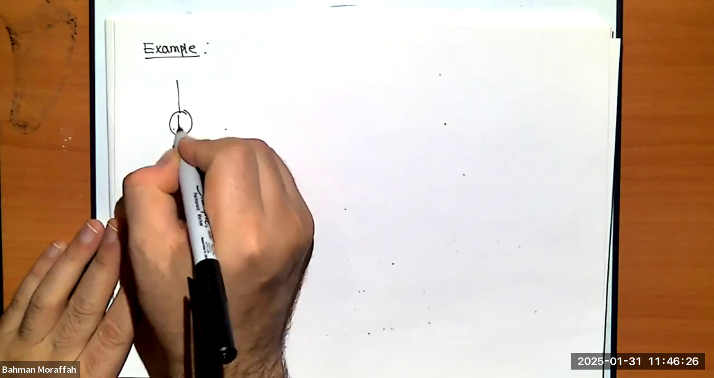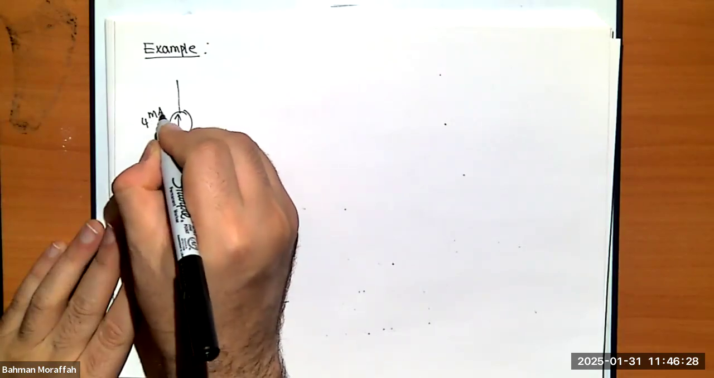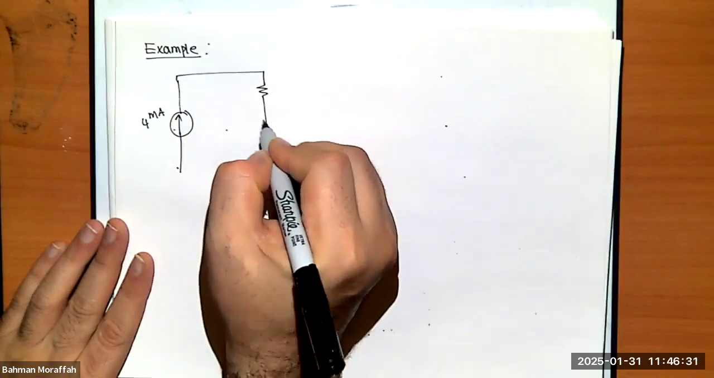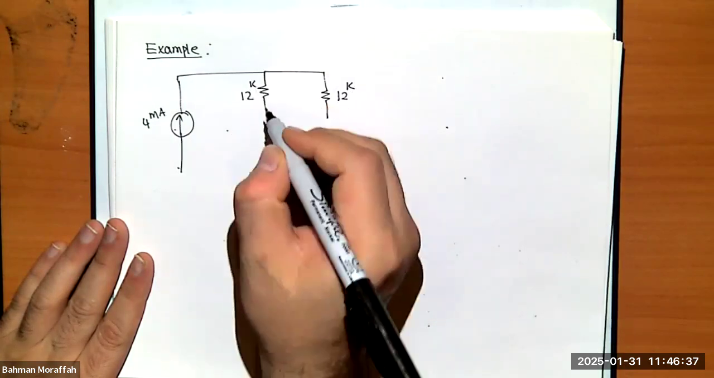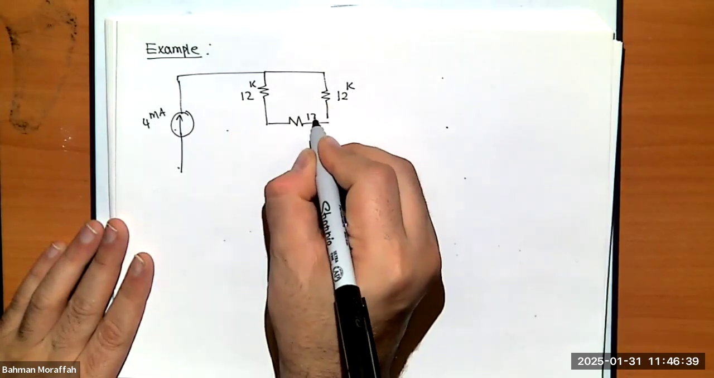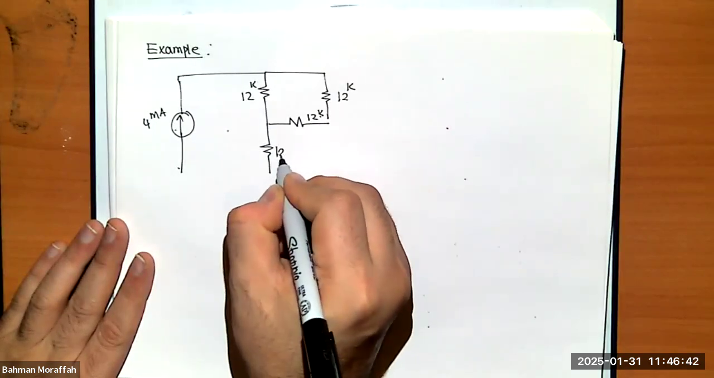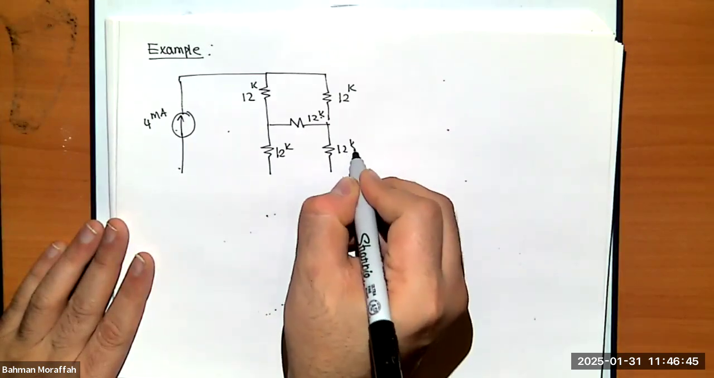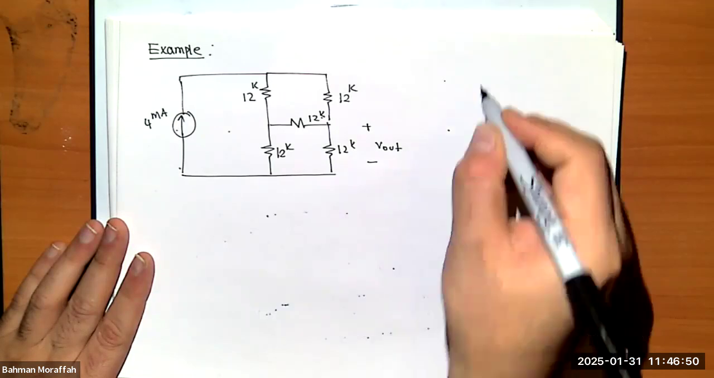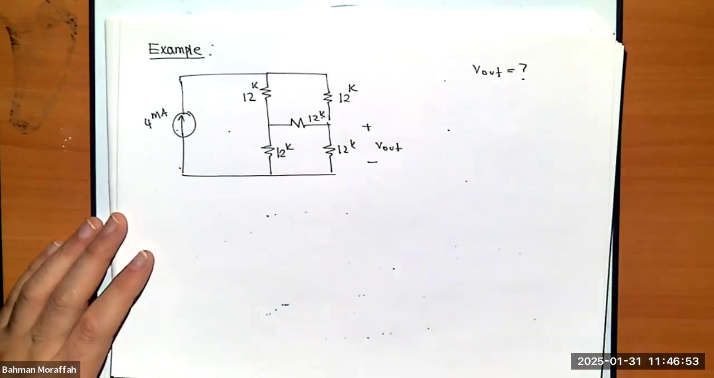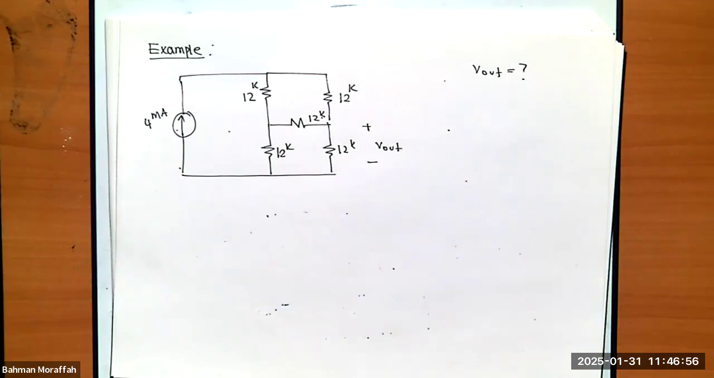Let's just say I have this source over here, which is 4 milliamps, and it's followed by this circuit. Say 12K, 12K. I have another 12K, a 12K down here, 12K down here, and this guy. What I'm after is the V out here. Let's look at this circuit a little bit. What do we observe?